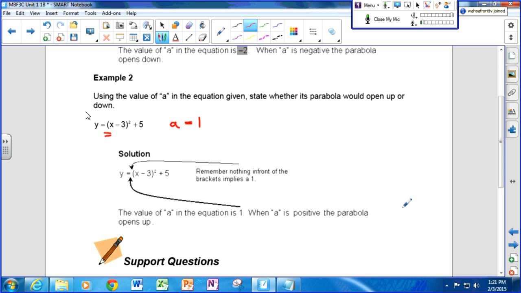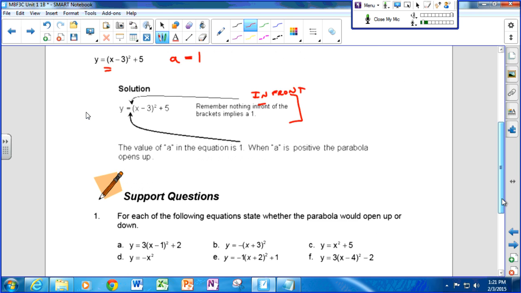There are a couple of tricks like that, and it's just a matter of having experience and noticing those. And in the text here it says, remember nothing in front of the brackets implies a 1. I think that should say in front. Sorry about that. And that's what they're trying to say.